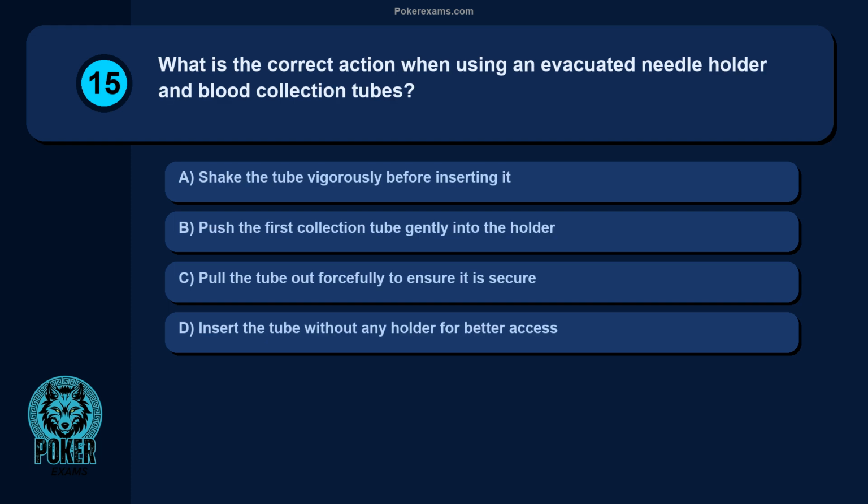Question 15. What is the correct action when using an evacuated needle holder and blood collection tubes? Shake the tube vigorously before inserting it. Push the first collection tube gently into the holder. Pull the tube out forcefully to ensure it is secure. Insert the tube without any holder for better access.